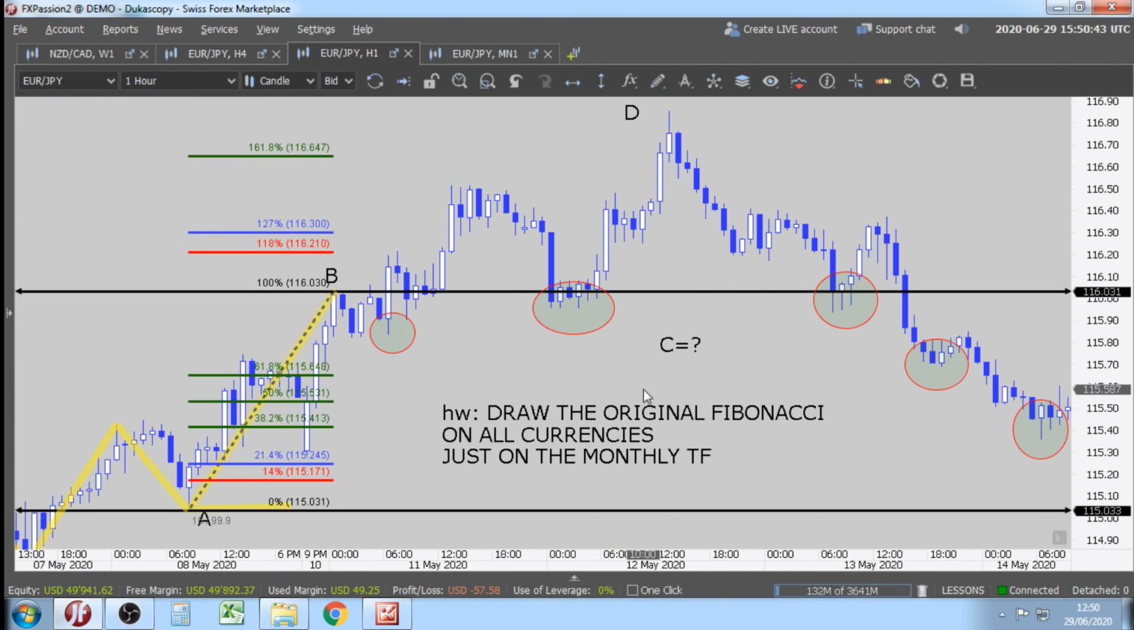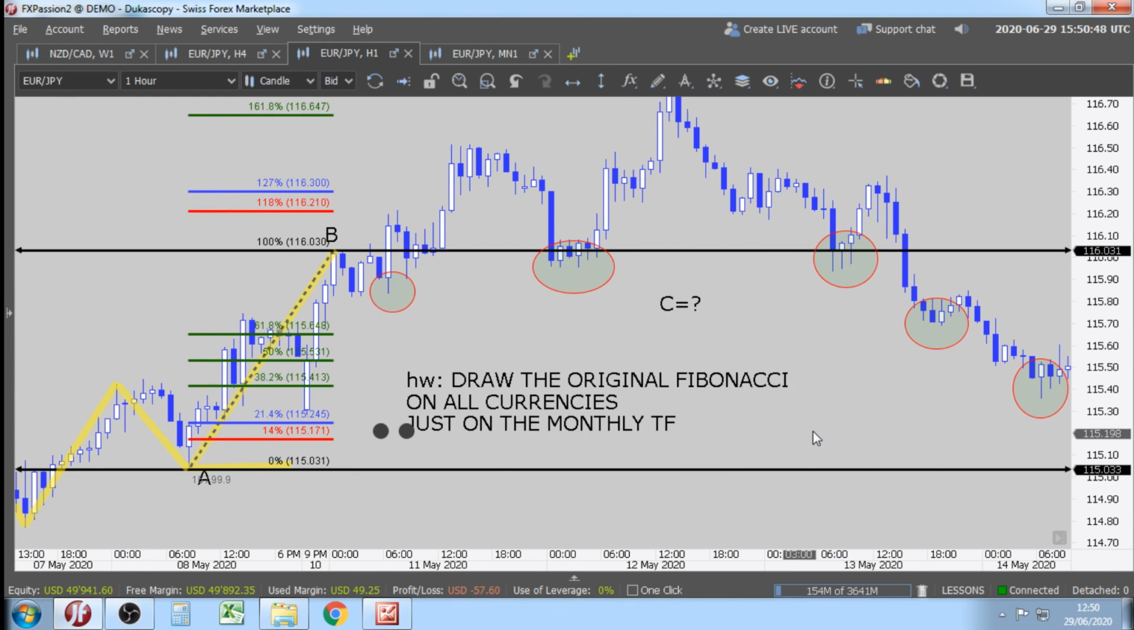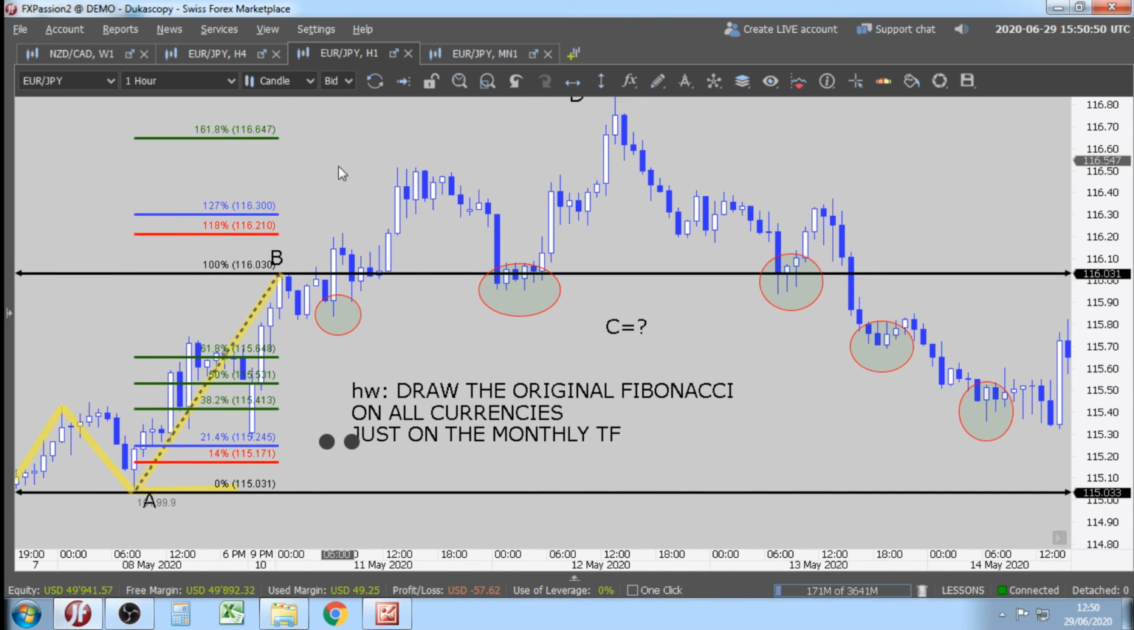So homework until tomorrow, everybody. Draw the Fibonacci on all currencies that you are trading just on the monthly time frame.